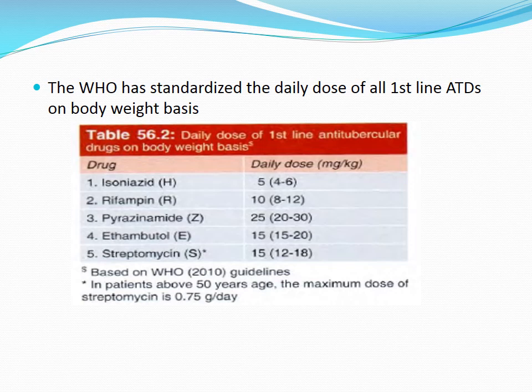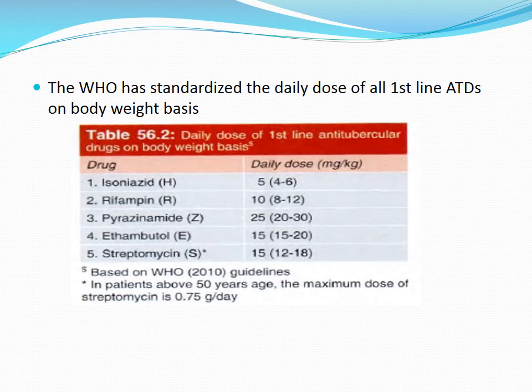Now coming to the doses of drugs, we have not covered the doses of drugs in the first lecture also. So what are the doses of drugs? They are given on a milligram per kg basis. So this is a table which is given. First one is isoniazid or H. The daily dose of isoniazid is 5 milligram per kg, okay.